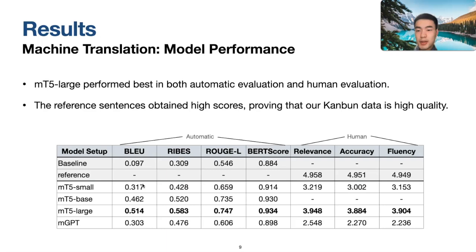And for machine translation, mT5-large performs best in both automatic evaluation and human evaluation. And the reference, which is our data, obtained high scores, proving that our data is high quality.